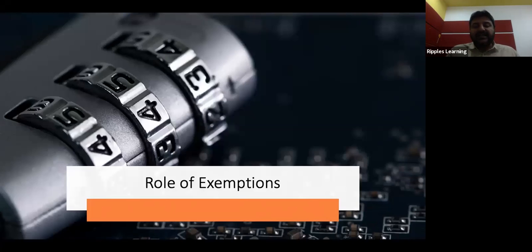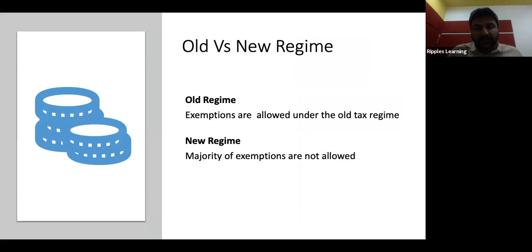Okay. Now let's understand the role of exemptions, which is very, very important, right? Now, in the old regime, all exemptions which were allowed are still allowed, right? It works as it was working before. In the new regime, the majority of exemptions are not allowed, right? About 70 exemptions have not been allowed in the new regime, right?